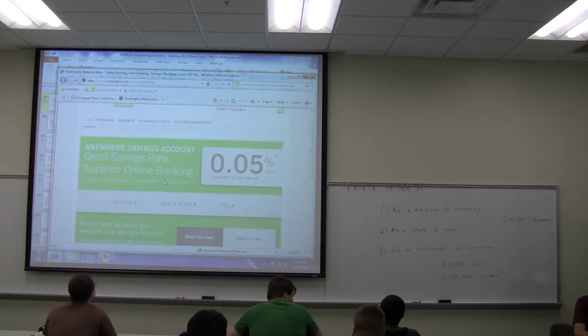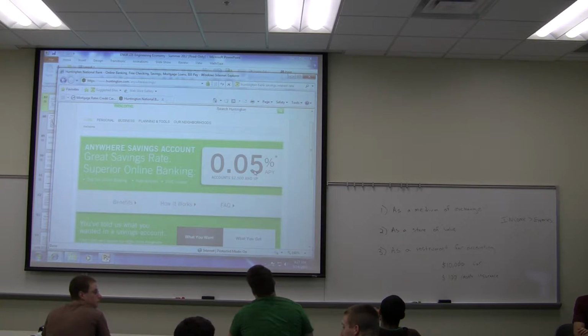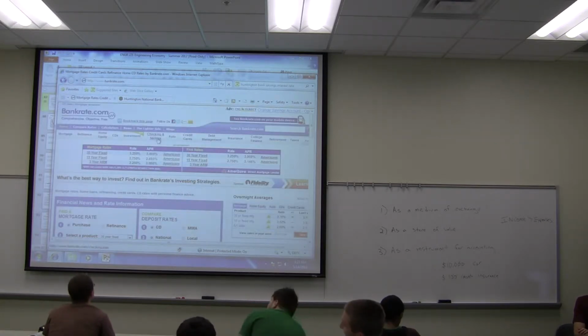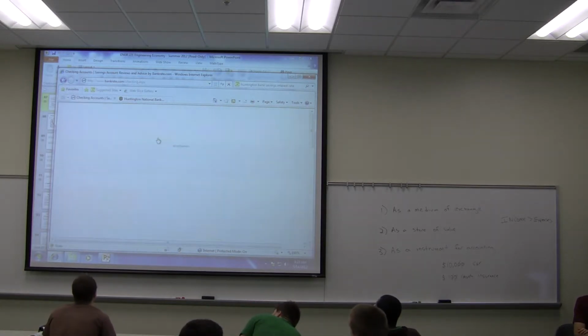Wow. Savings rate 0.05%. That is really, really terrible. Wow, that is so low. Just as some perspective, when I was in college, when I got married, we got some money from gifts, and we were able to put it in a savings account that was paying 5.6% interest. So that interest was 100 times more than that. That's really low. All right, so if we go to the Bankrate website, we can probably find something better than that.